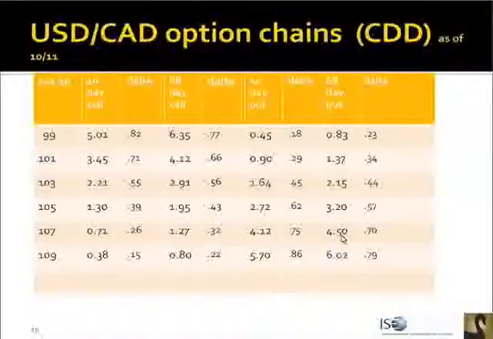And on the left side there, you see the various strike prices that are available in the Canadian dollar: 99, 101, 103, 105. And in this case, as you can see, the further away you get from the current price on these Canadian dollar in this particular option chain, the cheaper the option becomes.